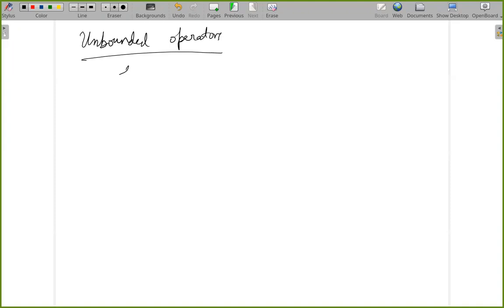So we'll talk about some basic notions. So you have H, a Hilbert space. And let's say T is a map on a subset of H, although we'll denote it like this.